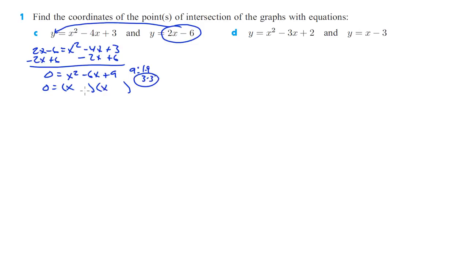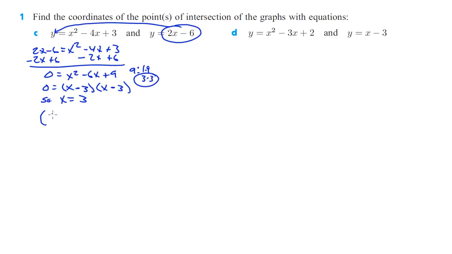So we got x and x, 3 and 3. They have to add up to negative 6, so that's going to have to be negative 3 and negative 3. So x has to equal 3 for this one, and it's also 3 for that one. So there's only going to be one point of intersection. Okay? And so let's find that one, and then we'll talk about what this should look like.